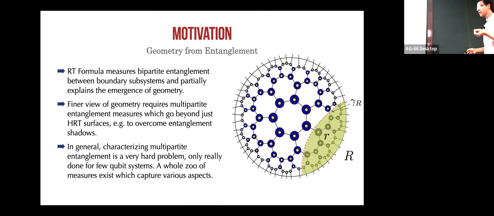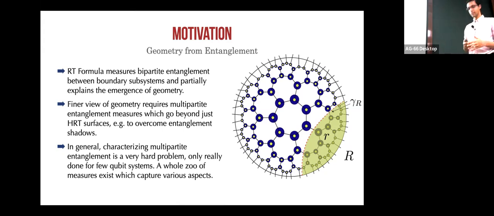So in general, characterizing multi-party entanglement is a really hard problem. This is something that people have struggled with for a while, and it's only really been done in the case of few qubits and so on. That's the only situation where we actually understand how to characterize entanglement.